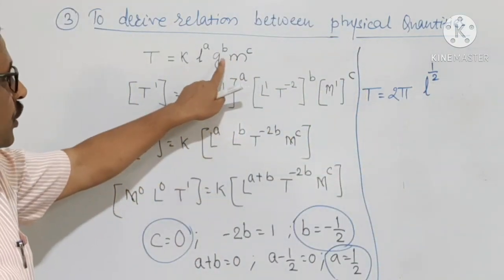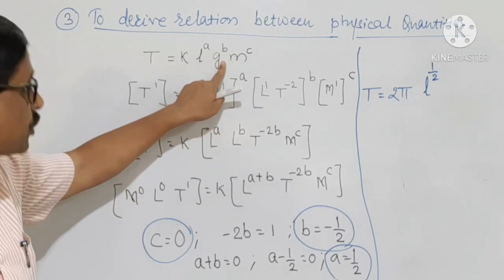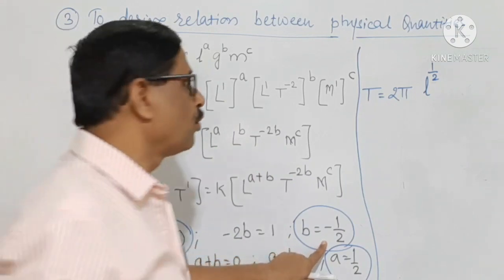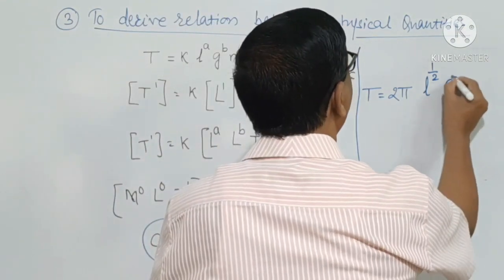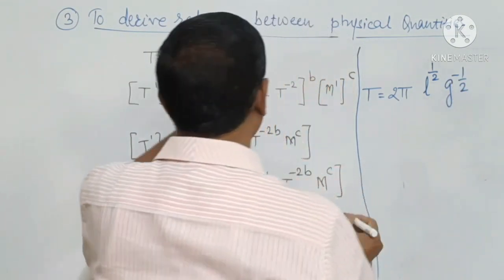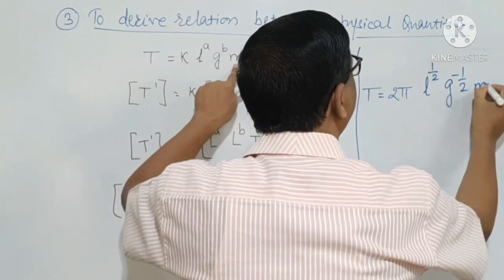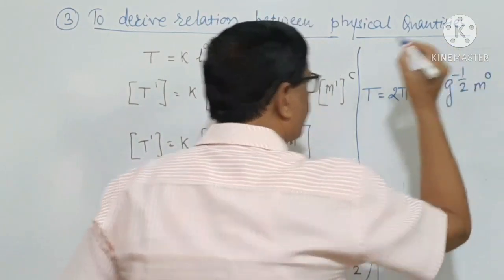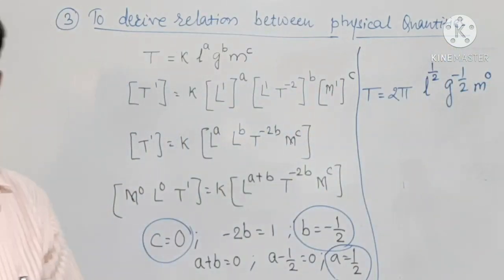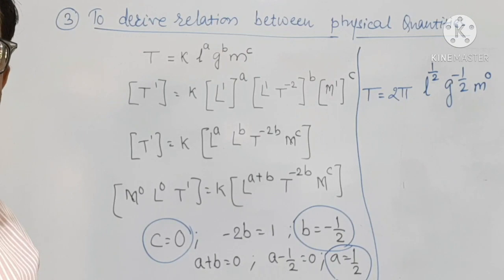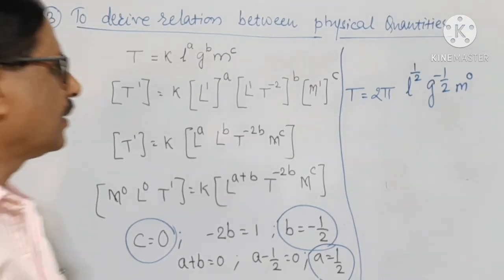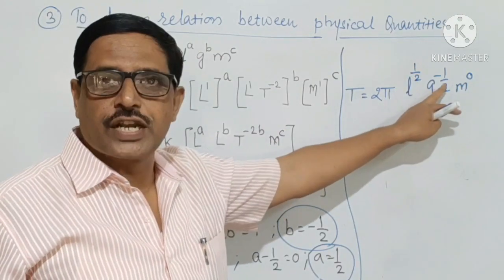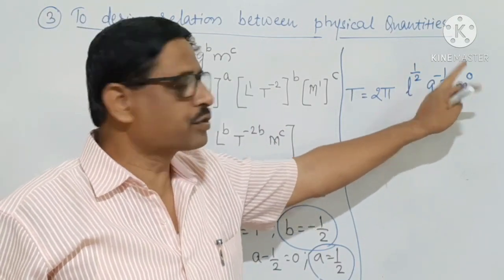What next is g? g raised to b. But what actually b is? Minus 1 by 2. Therefore, it is g raised to minus 1 by 2. And what next is m? m raised to c. But what is c equal to? c is equal to 0. Therefore, finally we got an equation that T is equal to 2 pi L raised to 1 by 2, g raised to minus 1 by 2 and m raised to 0.